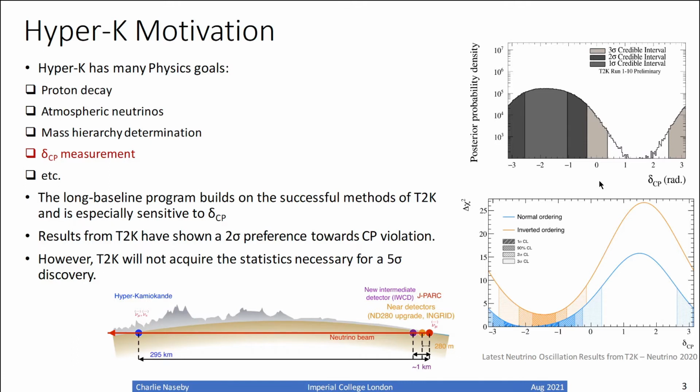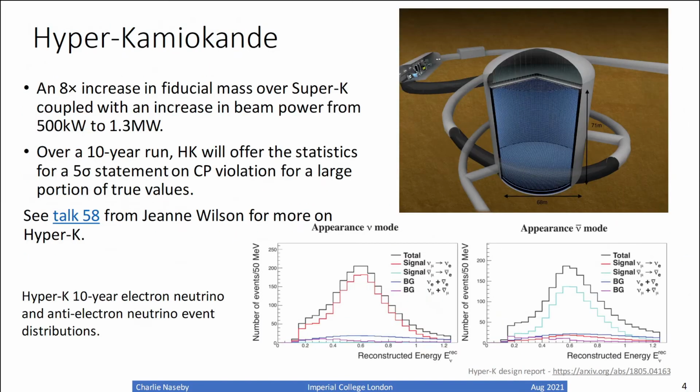However, due to the limited statistics of T2K, these results here come from approximately 100 signal events. T2K itself will never gain the statistics necessary for a 5 sigma result, and so we will require a leap in event rate. And that's what Hyper-K can provide.